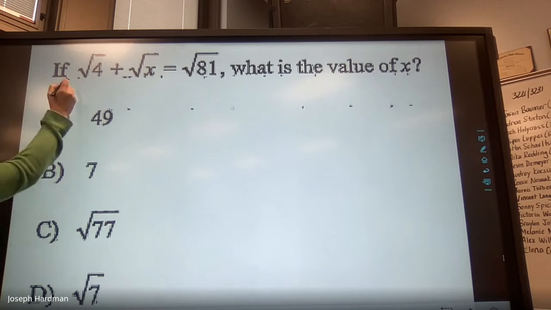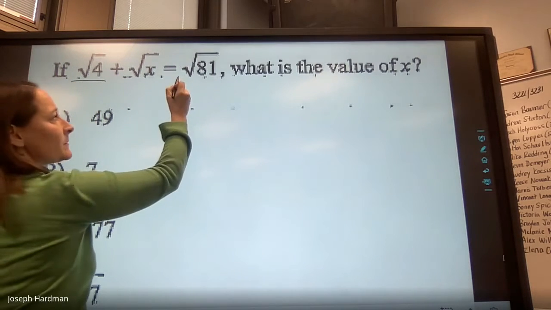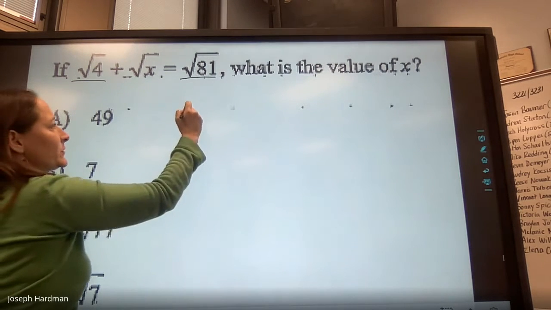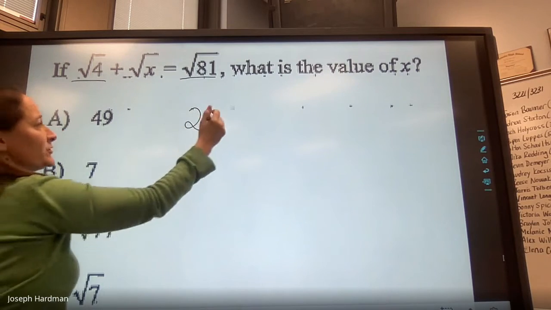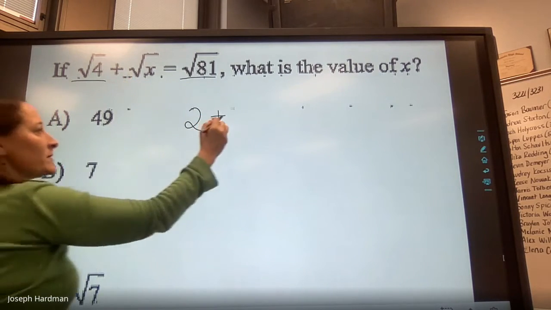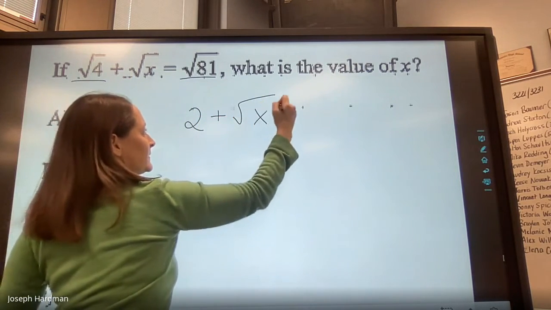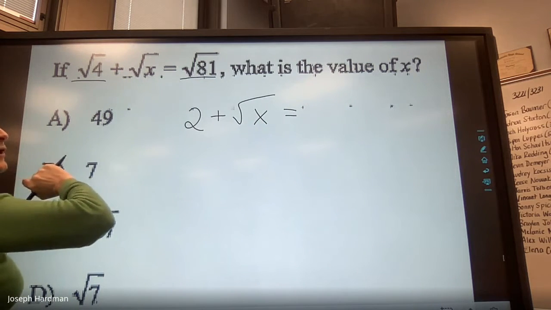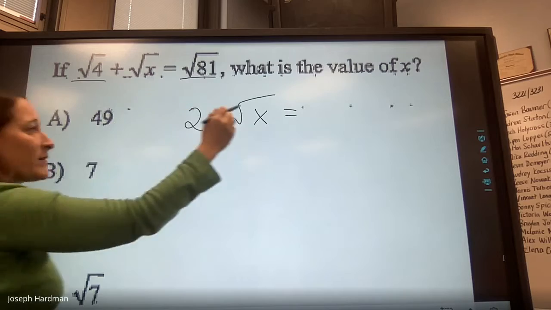And so the very first thing I'm going to do is simplify this problem. I'm going to look at the fact that I have two perfect squares. So the square root of 4, what number times itself is 4? Well, that's going to give me 2. So the square root of 4 is 2 plus, I don't know the square root of x. But I do know that what number times itself is going to give us 81? Well, I know that's going to be 9.